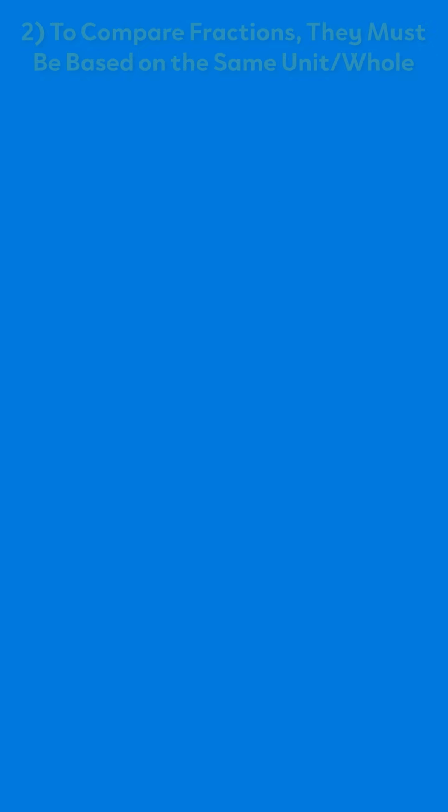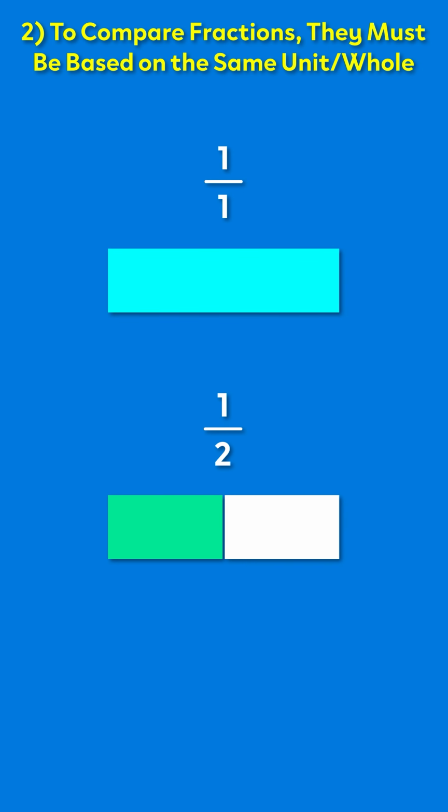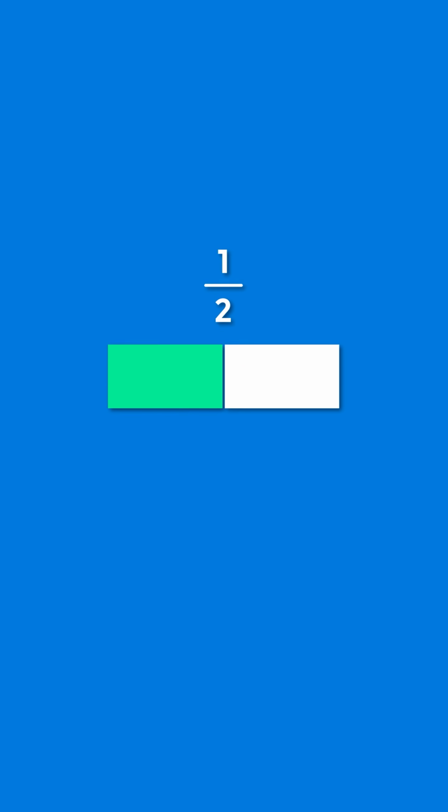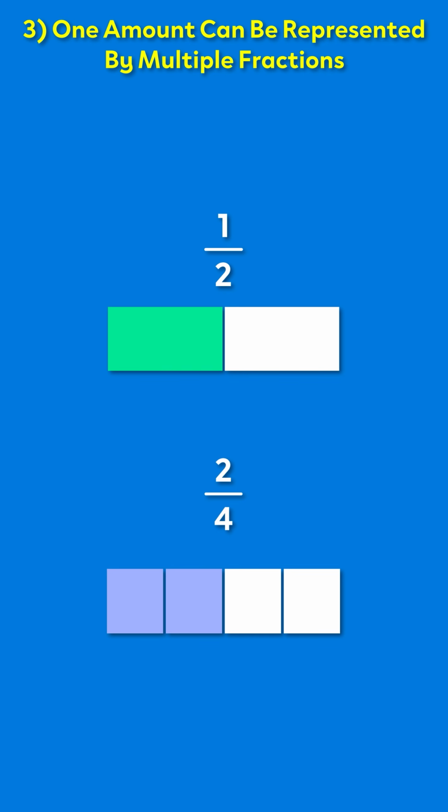The second key idea to emphasize is that we can only compare and create fractions when they refer to the same whole. We need to use that one whole to compare or create equivalent fractions. This leads us to our next big idea, which is that the same amount can be represented with multiple different fractions. While 1/2 and 2/4 here are written differently, they still represent the same amount.